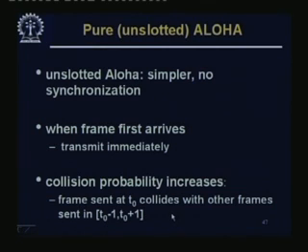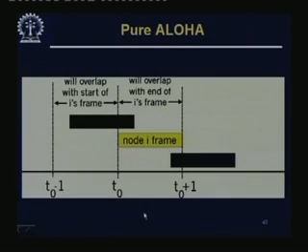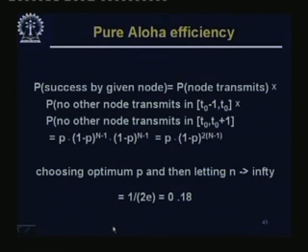Remember, even if only the first and the last bit overlap, there is still a collision. So, this frame will overlap maybe with this frame, and also with this frame, and now there is no question of any slot. Anybody can start transmitting at any point of time. What will the efficiency be like?